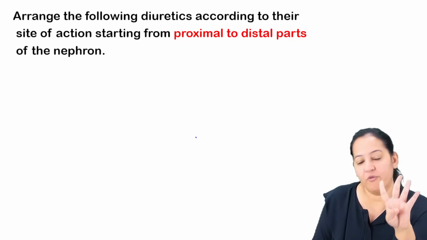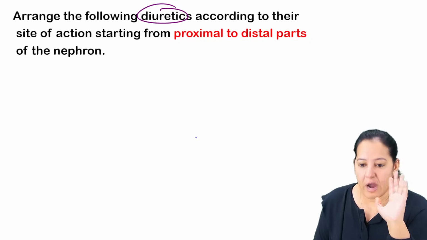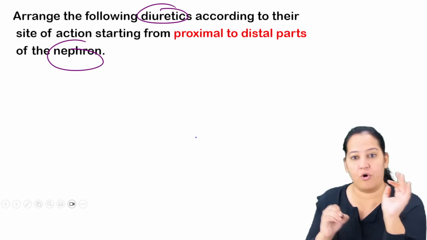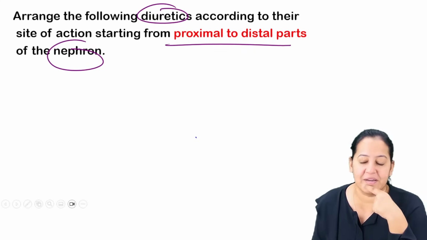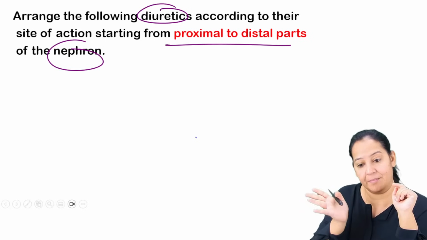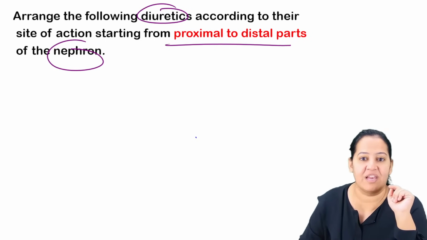I will give you 4 drugs now. All of them will be diuretics. I will show you 4 options, ABCD. You have to tell me they all will act, of course, on the nephron. From the proximal portion of the nephron to the distal portion of the nephron, you have to arrange them in a sequence. So which of them act on PCT, then descending limb, then ascending limb, then DCT, then collecting tubule. You have to arrange them in a sequence of the nephron.